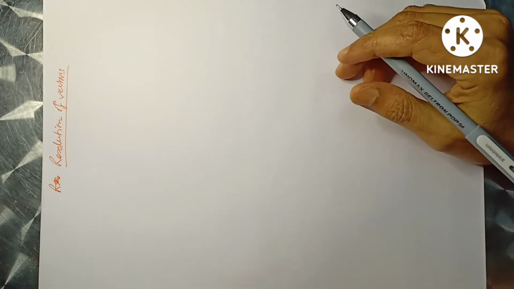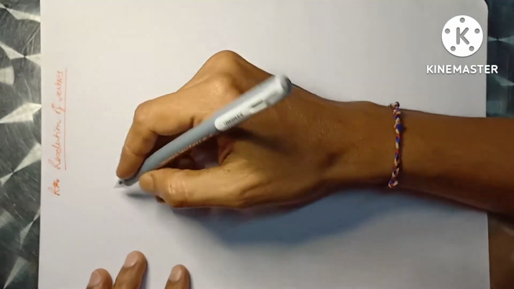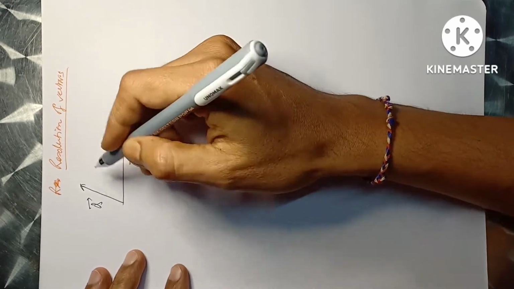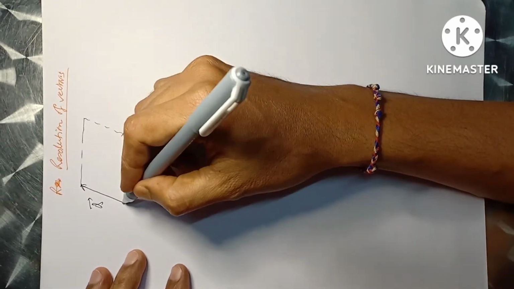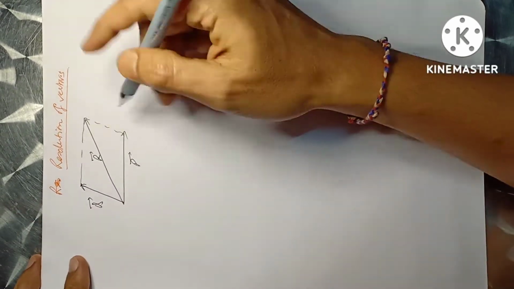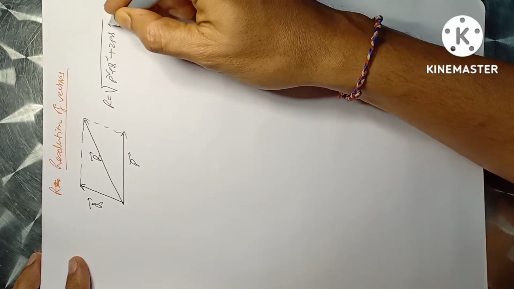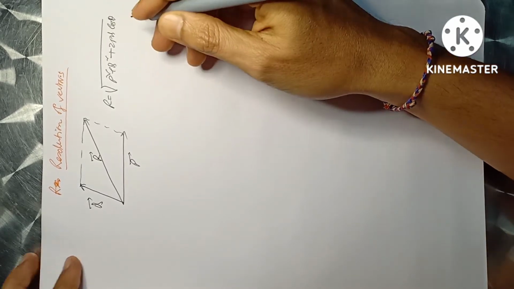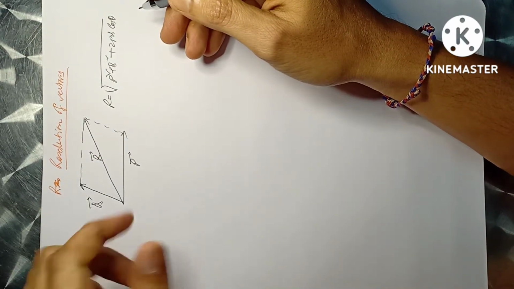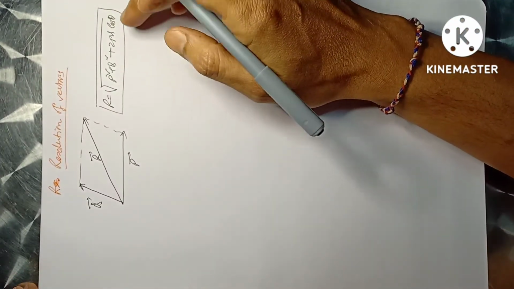Now we want to discuss the resolution of a vector. We have already calculated that from P vector and Q vector, the resultant vector is R vector. So from P and Q we get R as R equal to root P square plus Q square plus 2PQ cos theta. So if you want to find the resultant vector from P and Q, we need to use the equation R equal to root P square plus Q square plus 2PQ cos theta.